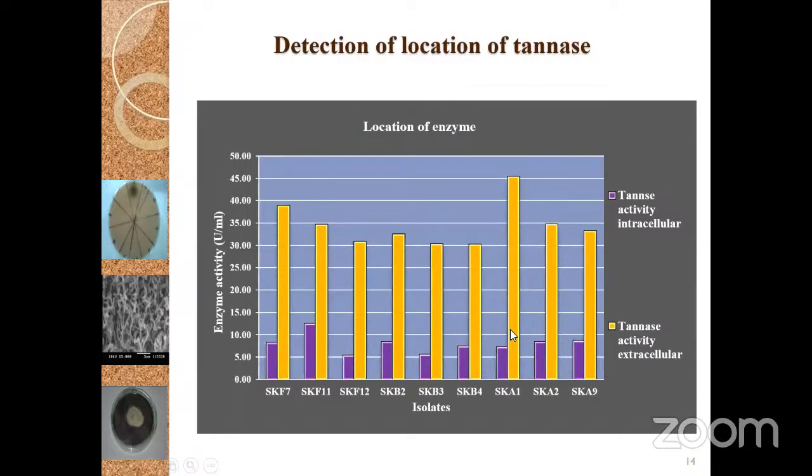the secondary screening. After performing the primary and secondary screening, the location of the enzyme was determined, whether it is an intracellular or extracellular enzyme. The literature survey tells that tannase is an extracellular enzyme, and we have also checked it, and the results show that the enzyme was extracellular in all the isolates which we considered as potent tannase producers.